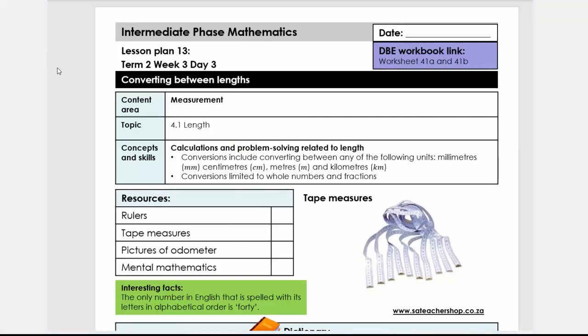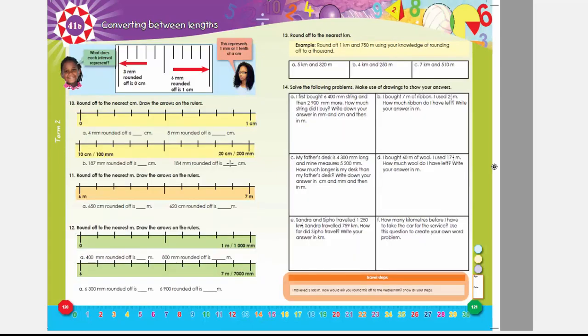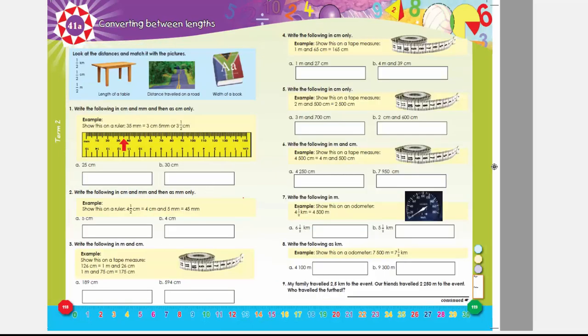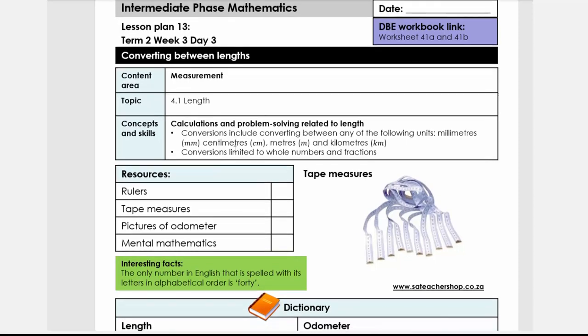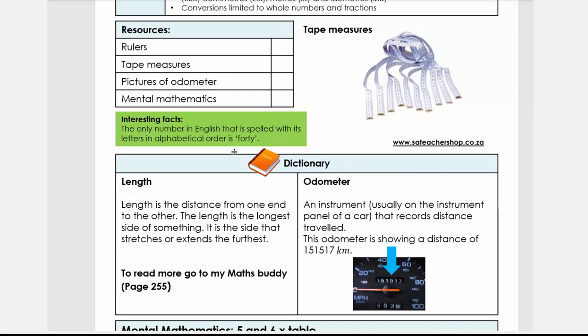Today we're going to do lesson plan 13, grade 5, term 2. Our topic is converting between lengths. And our link to the DBE book is worksheet 41A and 41B. So just showing you that. Then what you can check is your CAPS link. Then we're going to look at the resources and dictionary, where you're going to pause, you're going to prepare and plan.